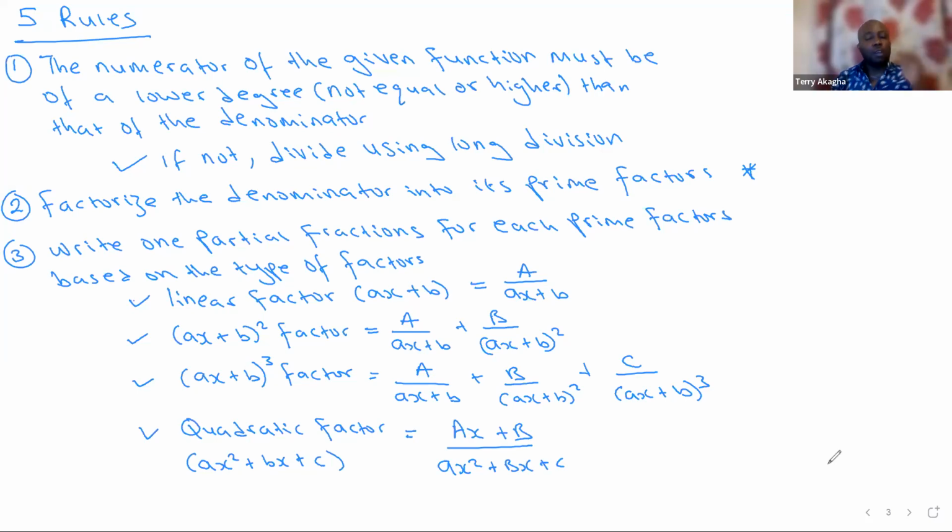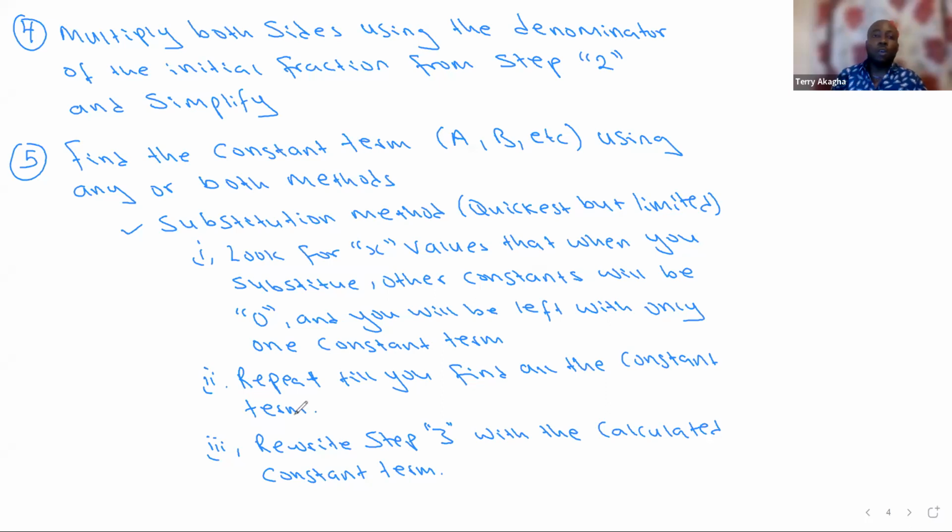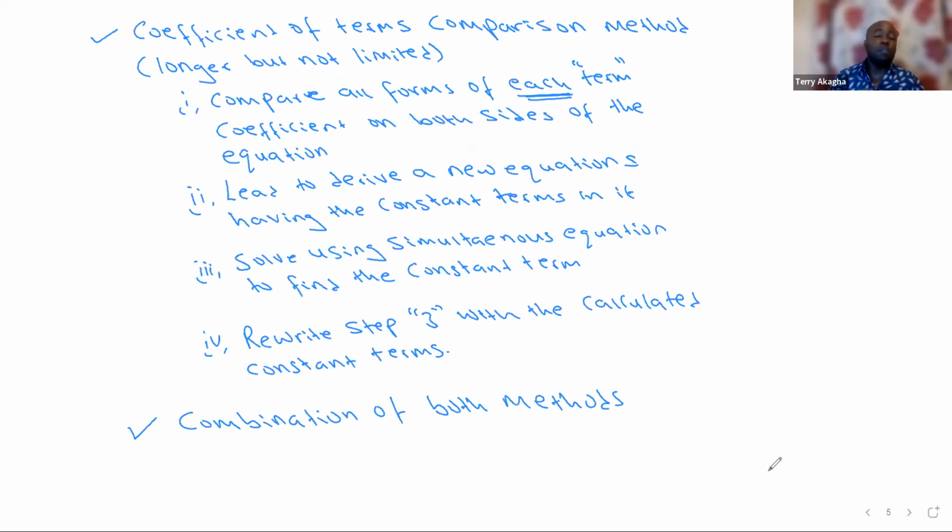Then when you've done that, you factorize the denominator. Then you write the partial fractions as each of the prime factors of that denominator. After that, you multiply both sides by the denominator. Then you find the constant terms. You can either use the substitution method, or the coefficient of terms comparison method, or a combination of both. But for this series, I'm going to only be using a combination of both methods because it's faster.